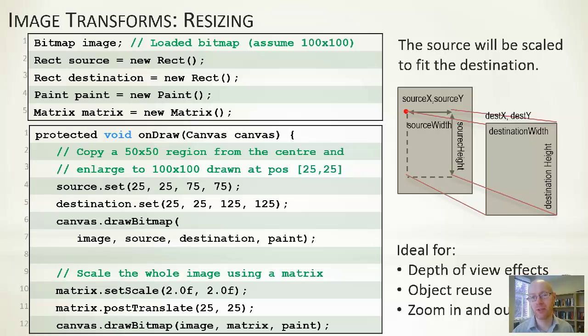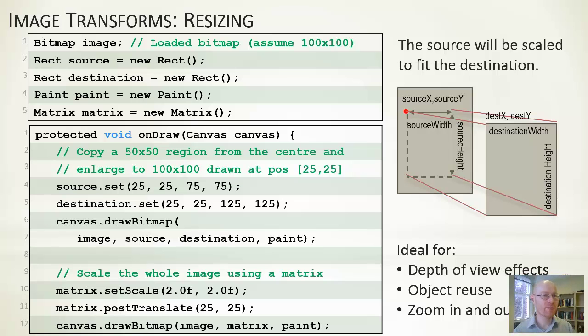Line 9 down to 12 shows us a second implementation, and here we are using a matrix transformation to achieve exactly the same effect. So in line 10, we're setting our matrix instance for it to have a scale of 2 along the x and 2 along the y. So this says scale the x by 2 and scale the y by 2. And then we, in line 11, are adding on to that a translation, moving it 25 by 25.